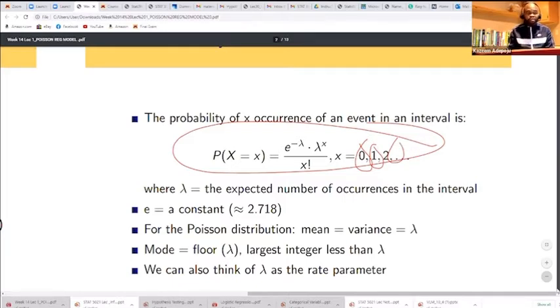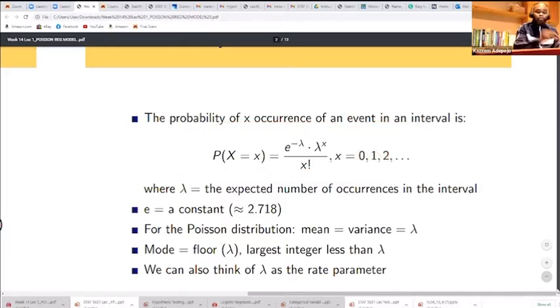So if I want to find the probability that we're going to have a certain number of occurrences of an event within a stipulated interval, this is what I'm going to use. Here, X is count data, the number of occurrences of an event within an interval. And of course, what is lambda? The lambda here is the expected number of occurrences in the interval.